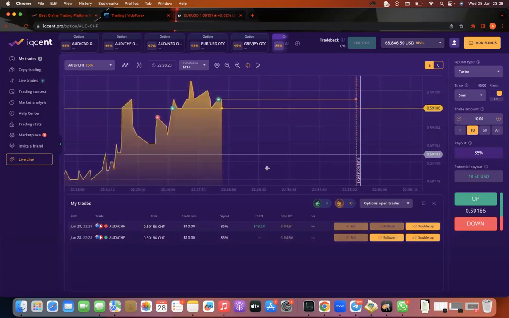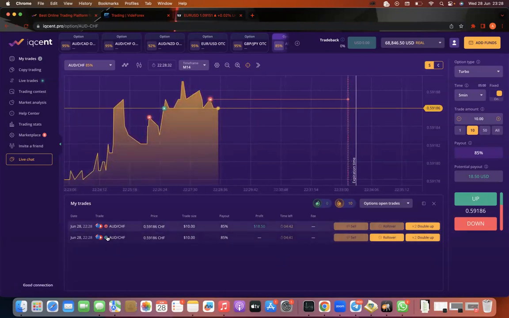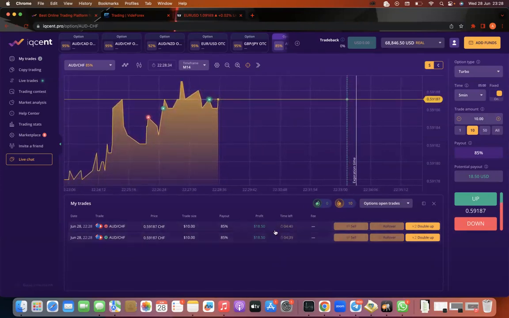So now which one are we going to roll over? I'm going to roll over this one. This one is currently out of profit. This is actually the call. You can see the arrow here showing it's a call. This arrow showing it's back at the entry price.